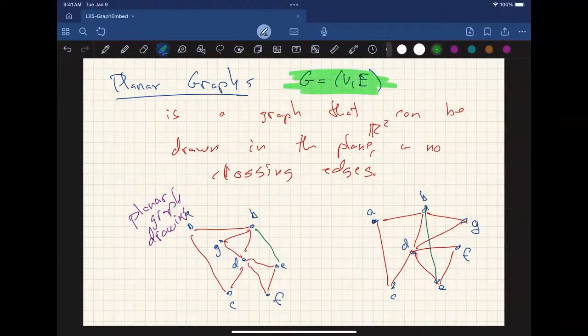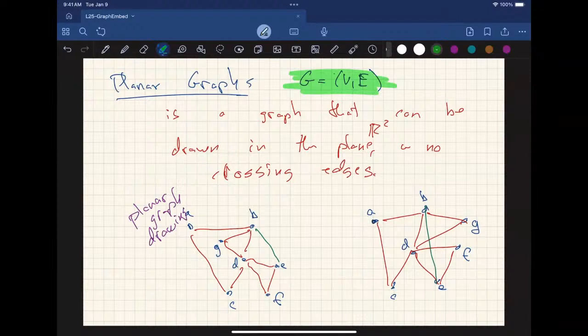The set of vertices and the edges between them. Okay, which vertices have edges between them? That's the same in this and this. Right, so that's all the information. The drawing is the embedding. Okay, so these are two different embeddings of the same graph. This is a planar embedding. This is a non-planar embedding.